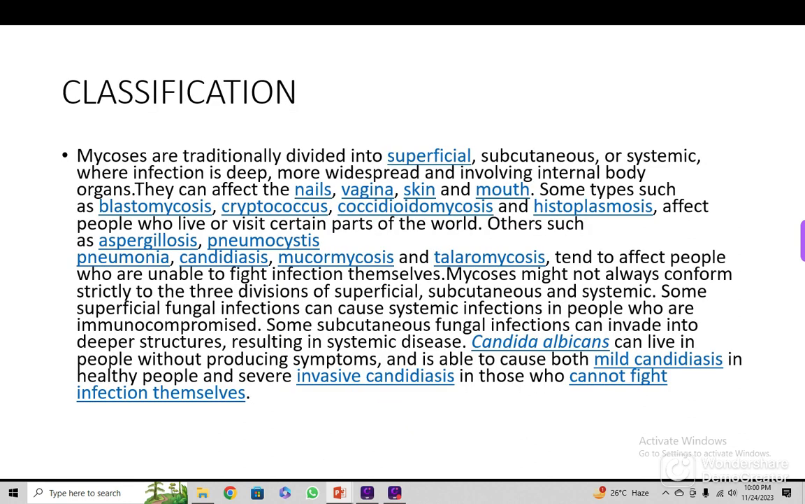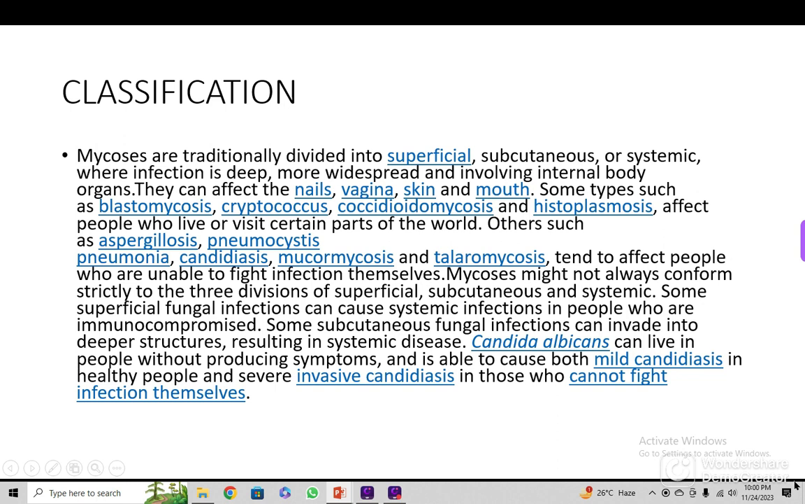The classification should be done like this. For example, those organisms which are superficial, those fungi which are subcutaneous, and third are the deep fungal infections. Mycoses are traditionally divided into superficial, subcutaneous, and systemic, where infection is deep, more widespread, involving the internal body organs. They can affect the nails, vagina, skin, mouth.